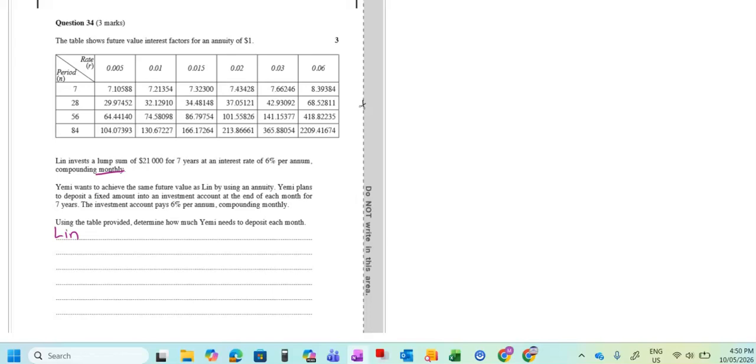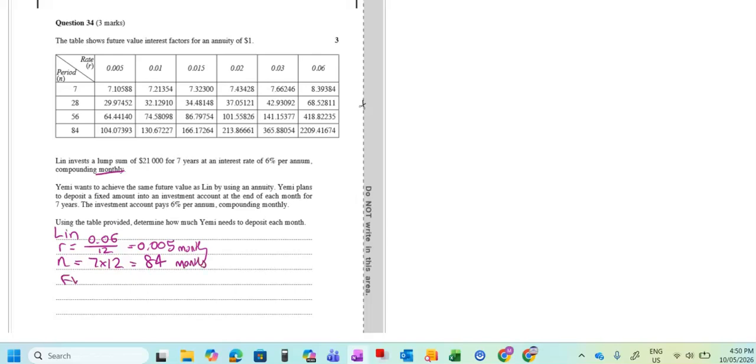Let's work out the r first. So the r of 6% per annum is going to turn into 0.06 over 12, which is 0.005 monthly. Similarly, I need to deal with the n. The n, which was 7 years, needs to be turned into months. 7 times 12, which is 84 in months.